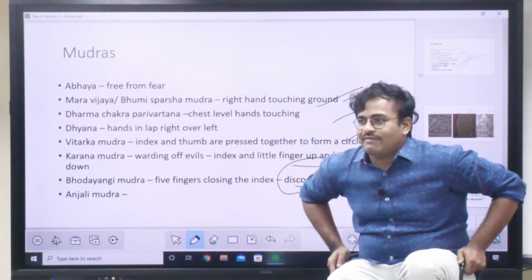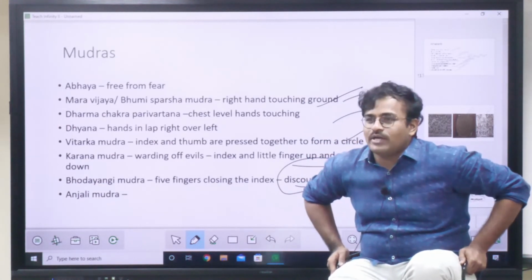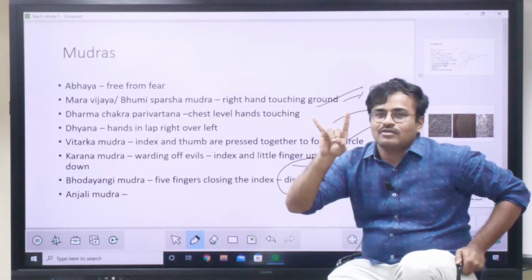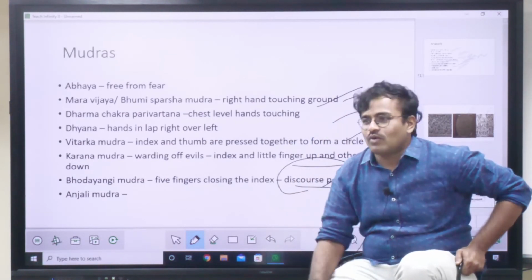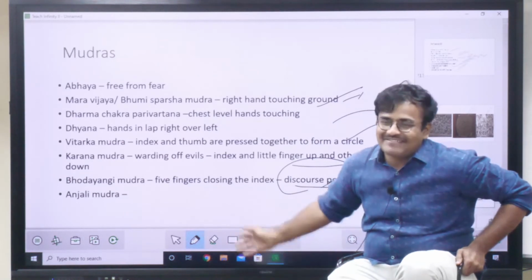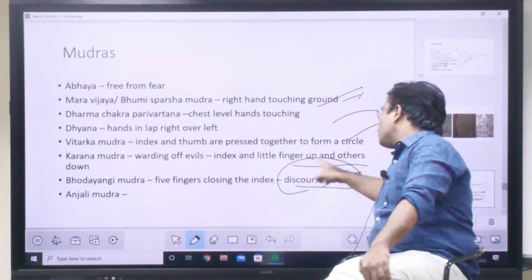Because science was undeveloped at that point of time. So what they used to do is make a Buddha's image in this evil-warding pose, and then they used to think that the evil will go away. So this is known as the mudra called Karana Mudra.